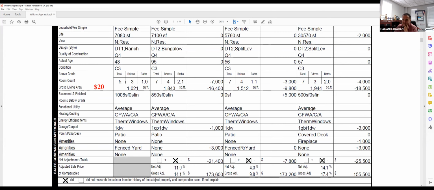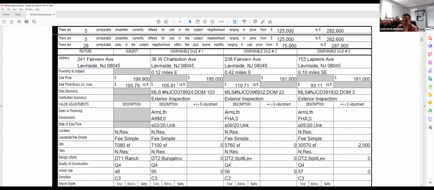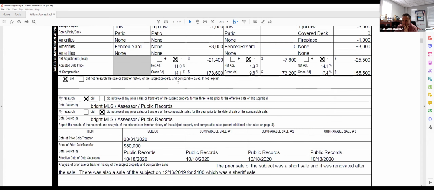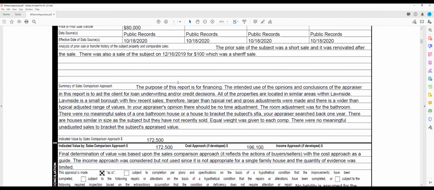Now, 5 rooms, 3 bedrooms, 1 bath, 1,021 square feet. 7 rooms, 4 bedrooms, 2.5 bathrooms. So there's 1.5 bathrooms more and also 1 bedroom extra. So sometimes what they do is they give the lowest to make sure that this property appraises at the appraisal amount. So let's look at the appraisal.